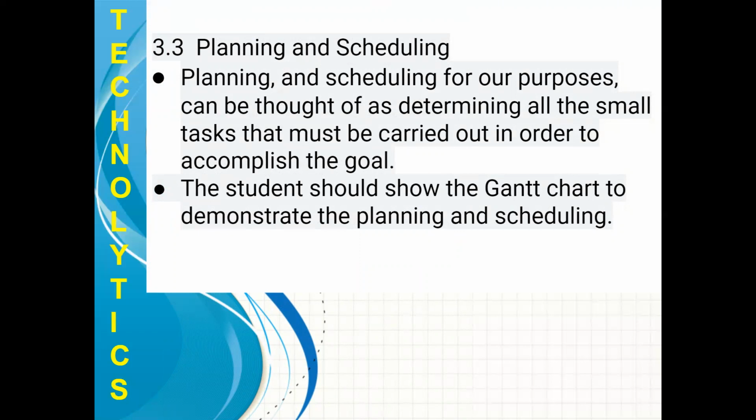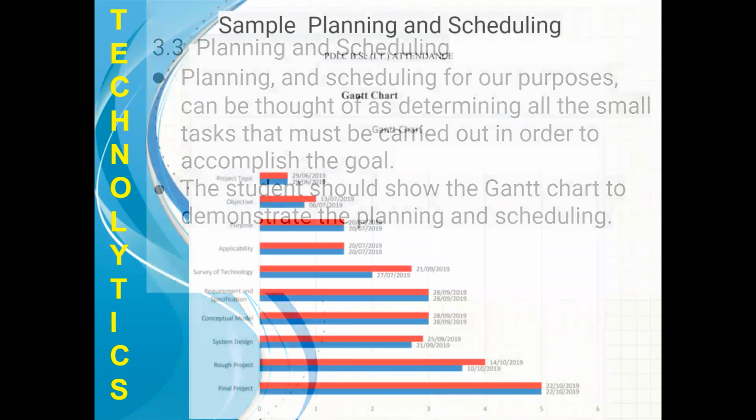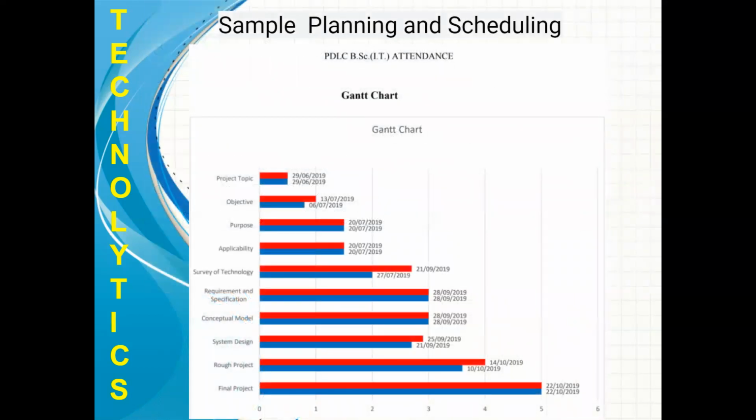So till that process, we have to accomplish this task through certain plan, through certain scheduling. Okay. Now the student should show the Gantt chart to demonstrate the planning and scheduling. अब ये जो वाला पार्ट है ये आपको थ्रू Gantt chart बताना है. For example, here one Gantt chart is included.